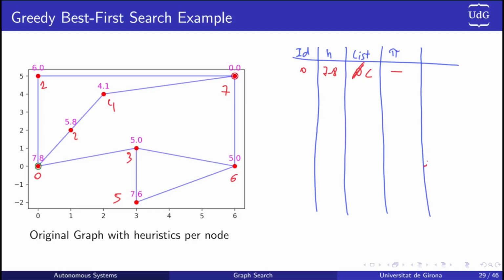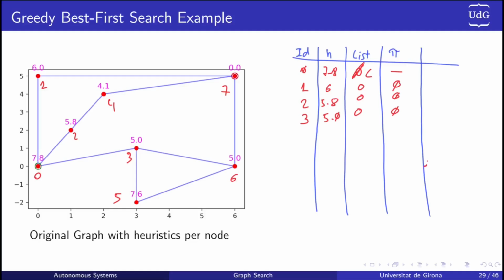Then for each neighbor, that is 1, 2, and 3, if they are in neither the open nor the closed list, which is the case, I have to put here their heuristics. The heuristic for node 1 is 6, for node 2 it's 5.8, and for node 3 it's 5.0. They are all in the open list, and to reach them I go from 0. Let me cross the zeros to differentiate them from the open list.